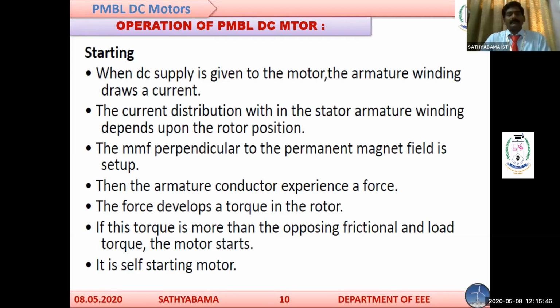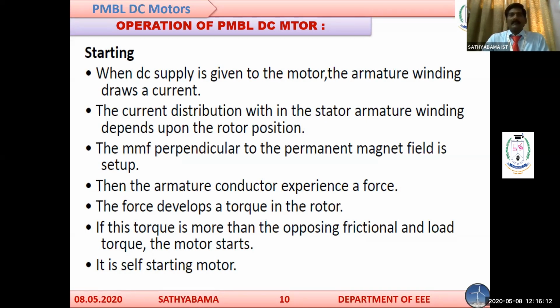The starting, that is the working principle of the PMBLDC motor. When a DC supply is given to the motor, the armature winding draws a current. The current distribution within the stator of the armature winding depends upon the position of the rotor. Then an EMF perpendicular to the permanent magnet field is set up, and the armature conductor experiences a force.